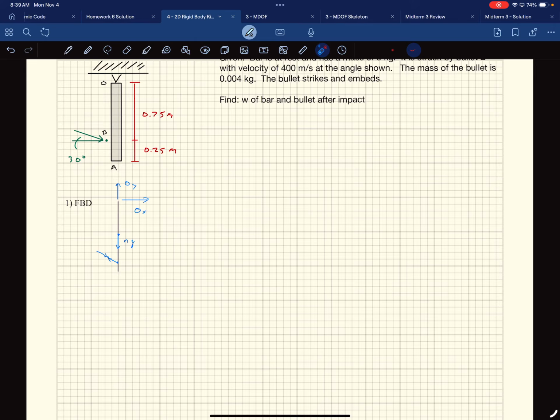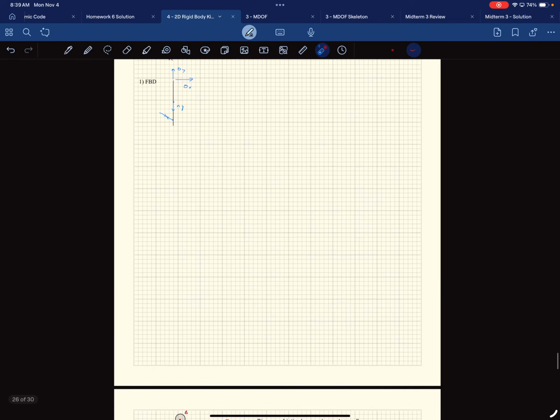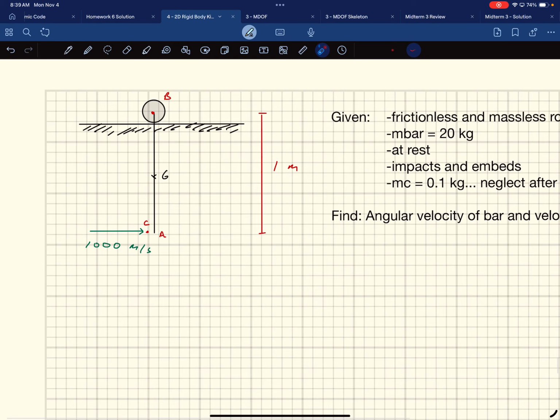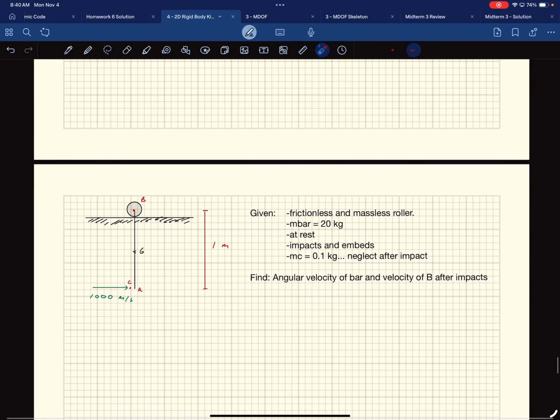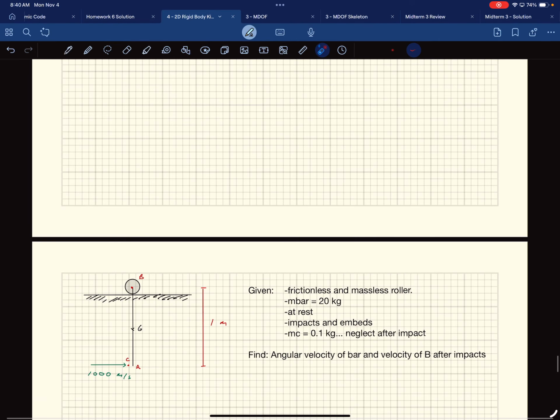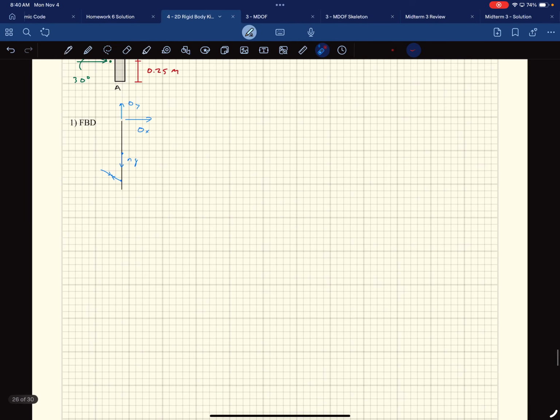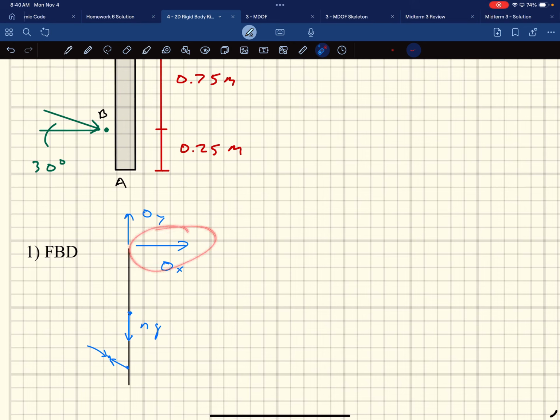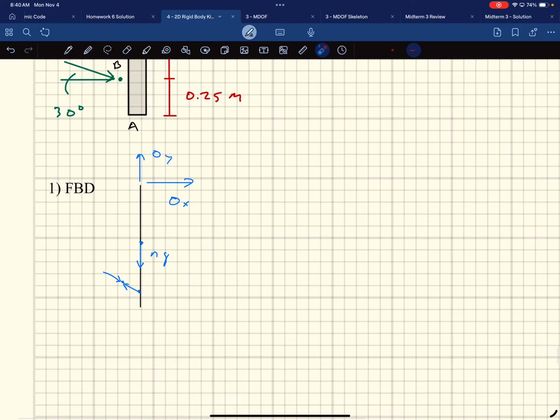If those forces weren't there, like in the next example we're going to do, where this thing is allowed to slide back and forth or roll back and forth, there would be no reaction in the x direction to stop the linear momentum. In this case, when this slams into it and it tries moving, there definitely will be a reaction force in OX that holds it in place and won't let linear momentum be conserved. So linear momentum is not conserved, but angular momentum is conserved.